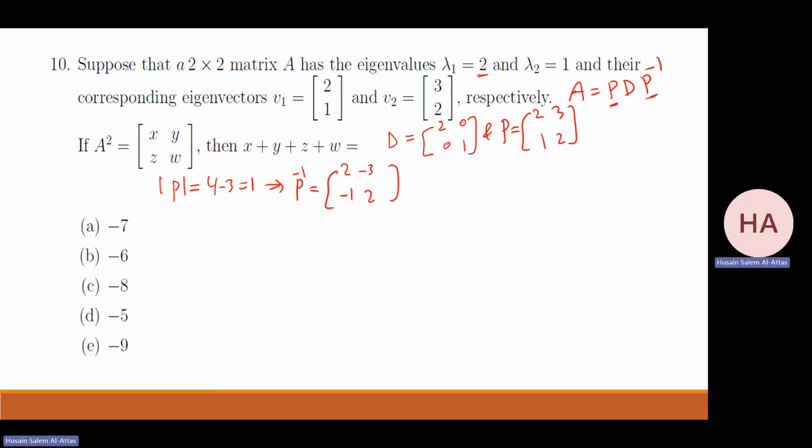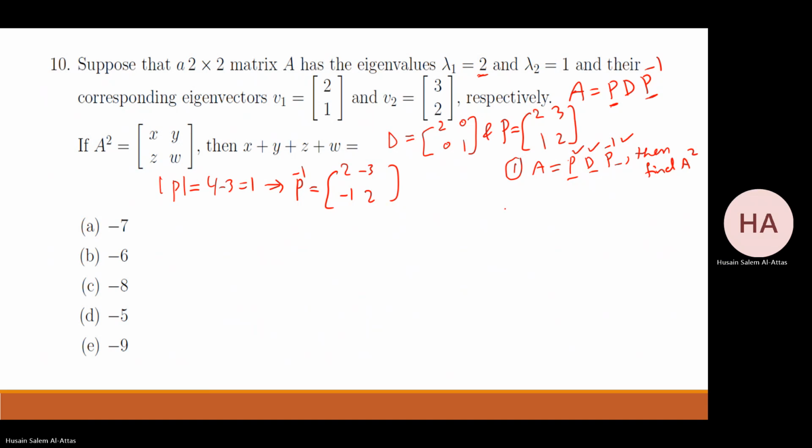So now to find A squared, I have two ways. One way, I can find A. I know P. I know D. I know P inverse. Do the multiplication, find A, then square it. Then find A squared. Maybe this is a little bit lengthy.